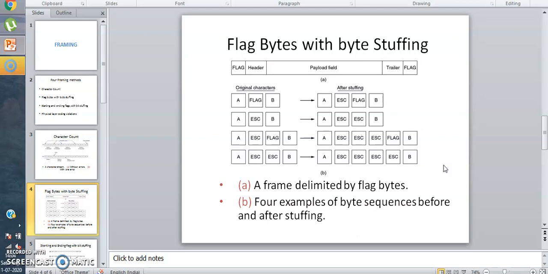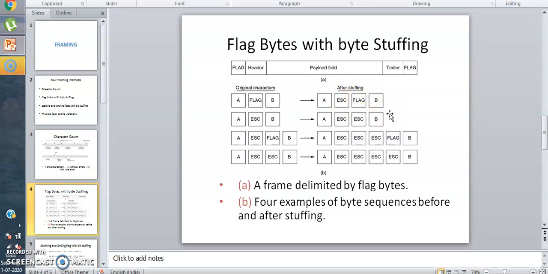It can easily happen that the flag byte's bit pattern occurs in the data. This situation will usually interfere with the framing. One way to solve this problem is to have the sender's data link layer insert a special ESC byte, meaning escape byte, just before each accidental flag byte in the data. Here we see the original characters, and after stuffing, the escape byte before the flag byte.